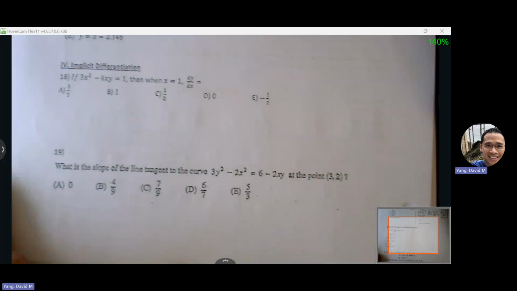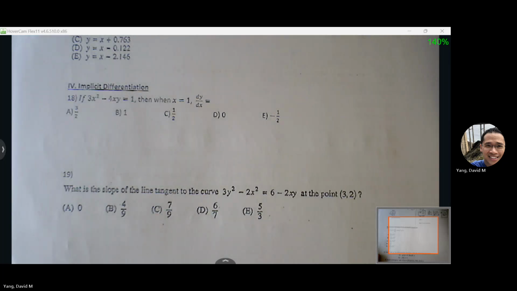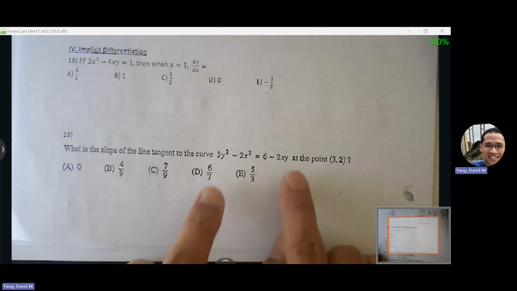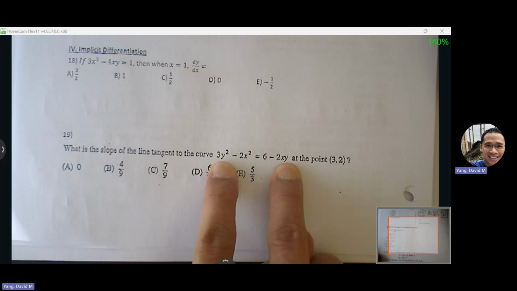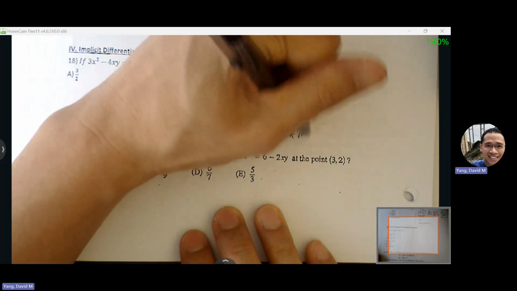Let's finish off with 19, bottom of the page here. What is the slope of the line tangent to the curve 3y squared minus 2x squared equals 6 minus 2xy? We want to find the derivative. A lot of these are power rule, but we see a couple things sticking out. One is there's a bunch of y's that feel out of place. So that's going to have to involve implicit.